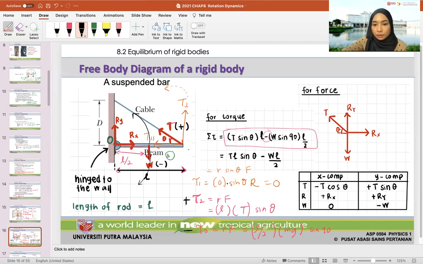Okay. So my net torque is equal to T sin theta L. Sama tak? T sin theta L minus, this is minus L mg sin theta L over 2 ataupun W sin 90 L over 2. This is mg sin 90 L over 2.